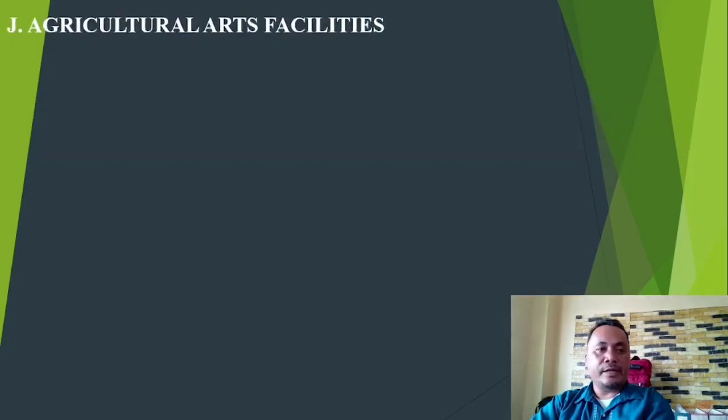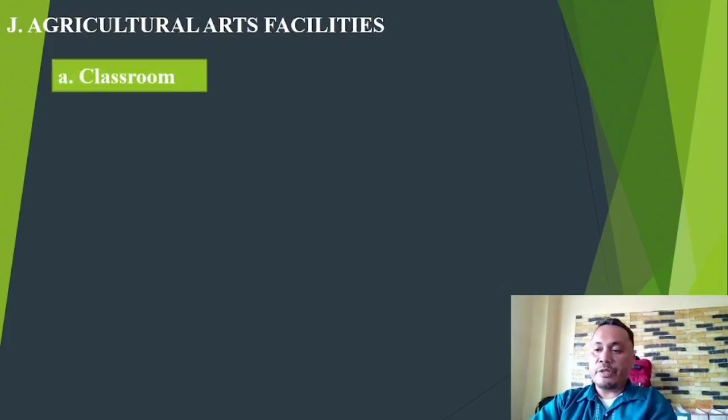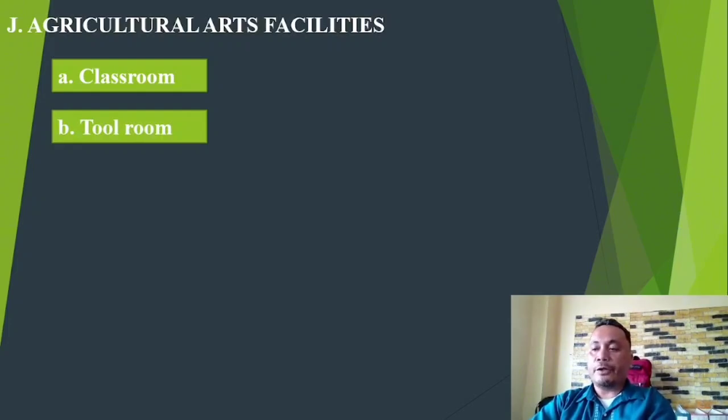Okay, so another one, agricultural arts facilities. Okay, so the school garden shall be provided with a garden house and adequate water supply. A garden house shall be designed to include the following components. Okay, so classroom furnished with standard classroom facilities. Okay, tool room provided with cabinet, shelves, racks, etc. for safekeeping of garden tools.